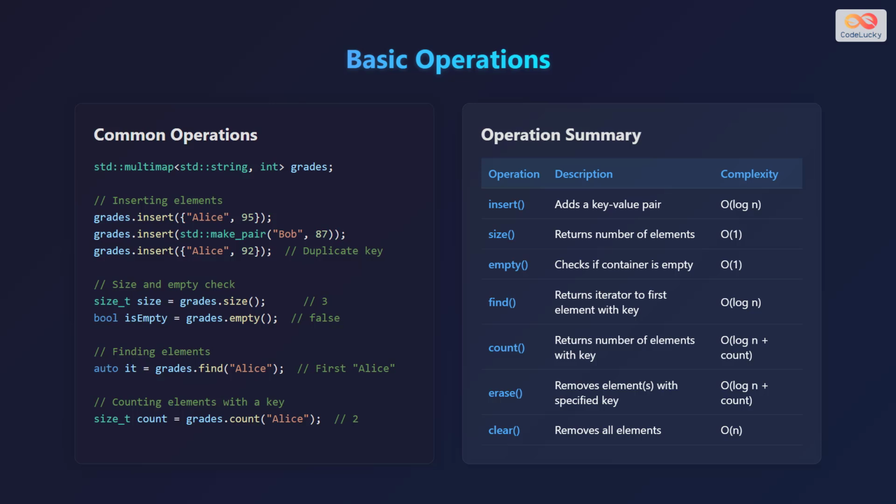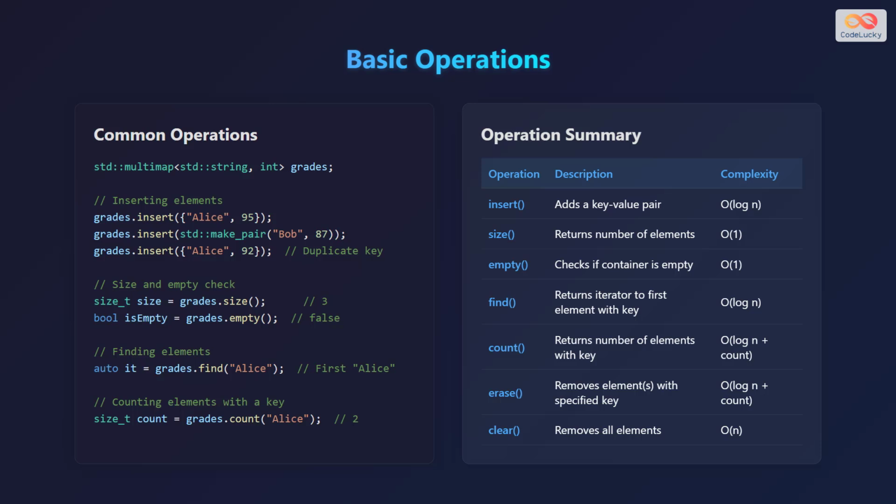To determine the number of elements in the multimap, use the size function. For example, size_t size = grades.size() will return 3. To check if the multimap is empty, use the empty function. For example, bool is_empty = grades.empty() will return false.